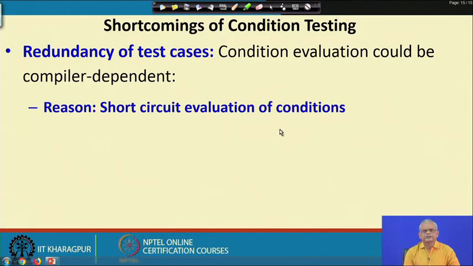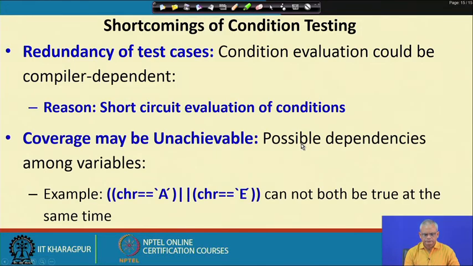We had seen that the short circuit evaluation approach used by compilers often reduces the number of test cases needed to achieve multiple condition coverage. Also, we must remember that certain coverage may not be achievable.